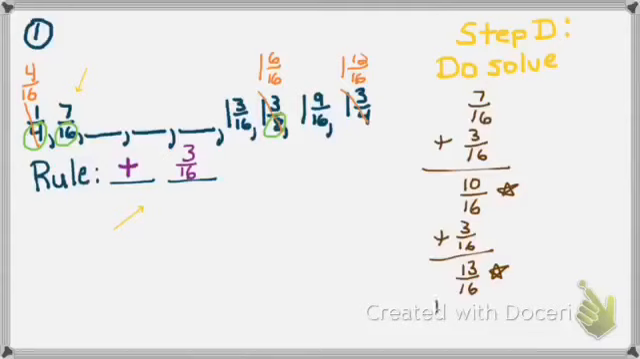I have a third blank, so I will apply the rule again. The rule was plus 3/16. I'll add it up. My denominator is 16, and 13 plus 3 equals 16. So I'll put a star, and that's the number for my third blank. Now I found what all of the blanks should be.